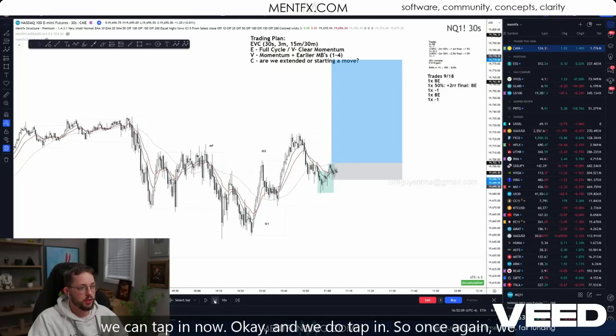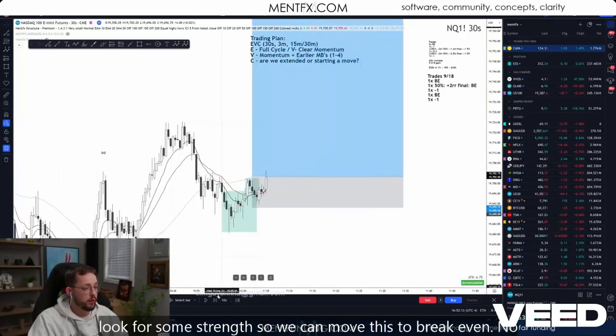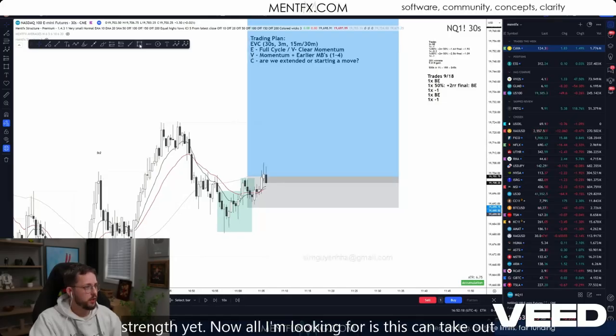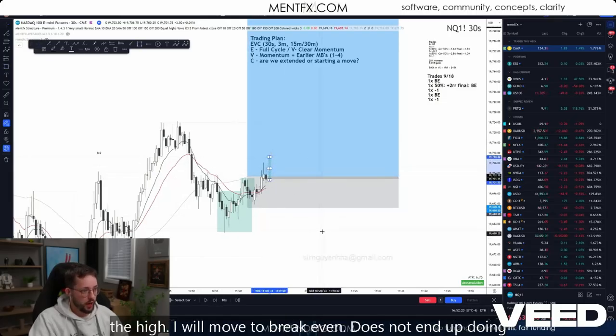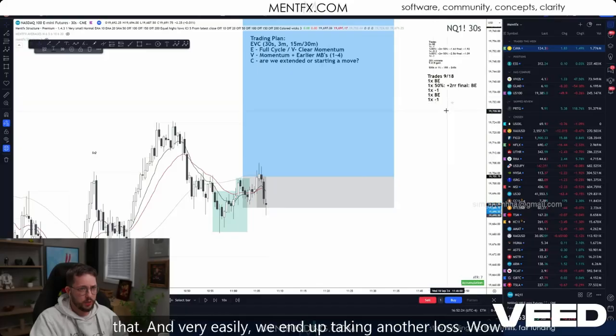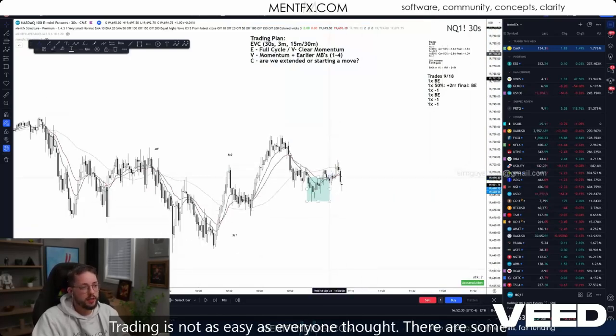Nice pause, see if we can tap in now. Okay, and we do tap in. So once again, we look for some strength so we can move this to break even. No strength yet. Now, all I'm looking for is if this can take out the high, I will move to break even. Does not end up doing that, and very easily, we end up taking another loss. Wow, trading is not as easy as everyone thought.